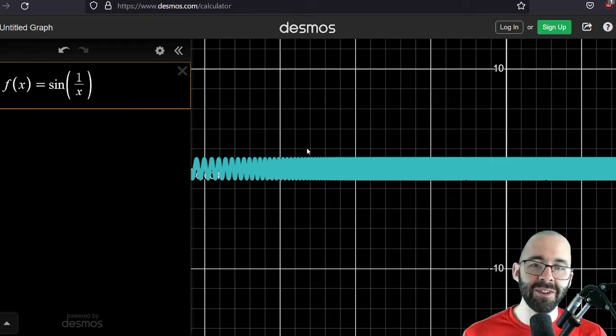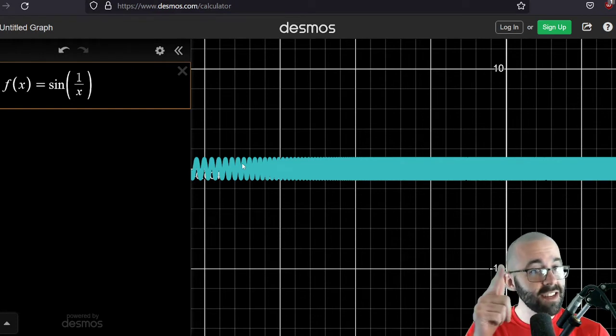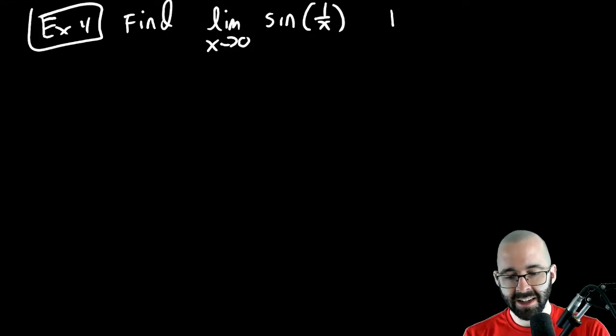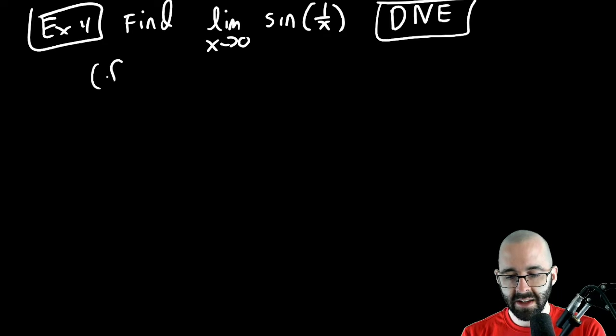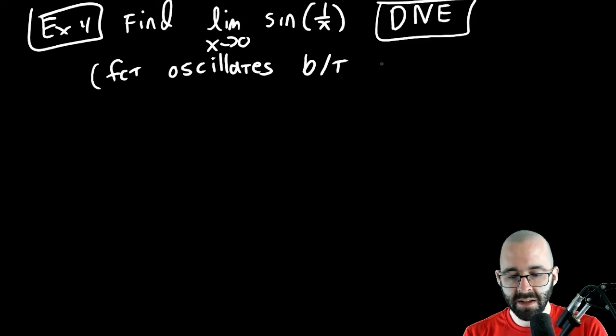Anyway, this is a weird, wacky function. There is no limit as x approaches 0. There are plenty of other limits, but not as x approaches 0. It does not exist. The function oscillates between -1 and +1.